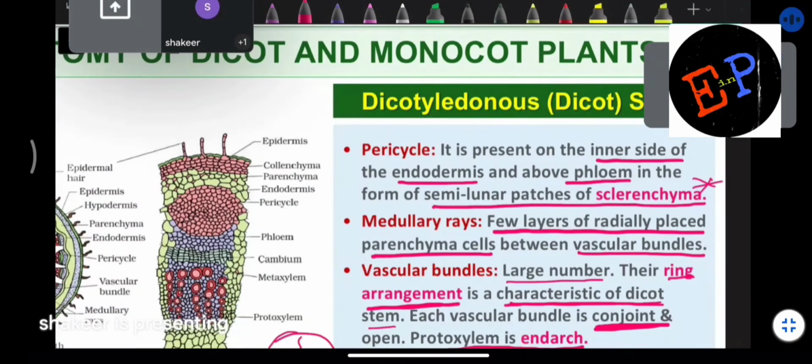Then the pith. What is meant by pith? Already we have understood. The central portion of the stem. It has many rounded parenchymatous cells with large intercellular spaces. Already we have studied.